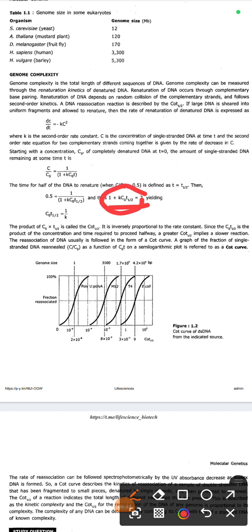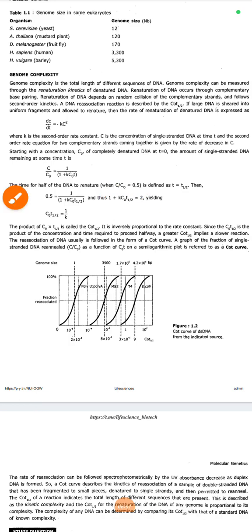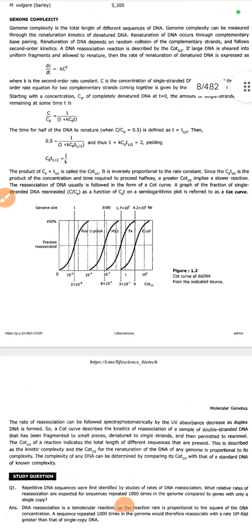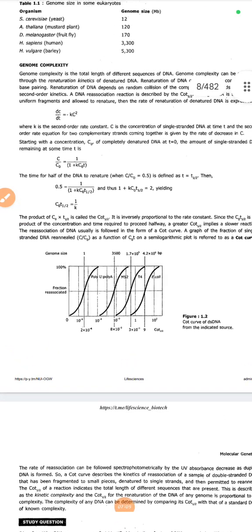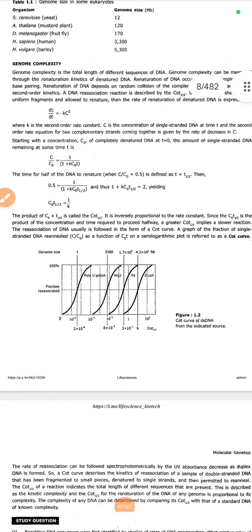When you solve this, yielding C0 t half is 1 by K. The product of C0 t half is called the Cot half or Cot curve value, which is 1 by K, which is inversely proportional to the rate constant.